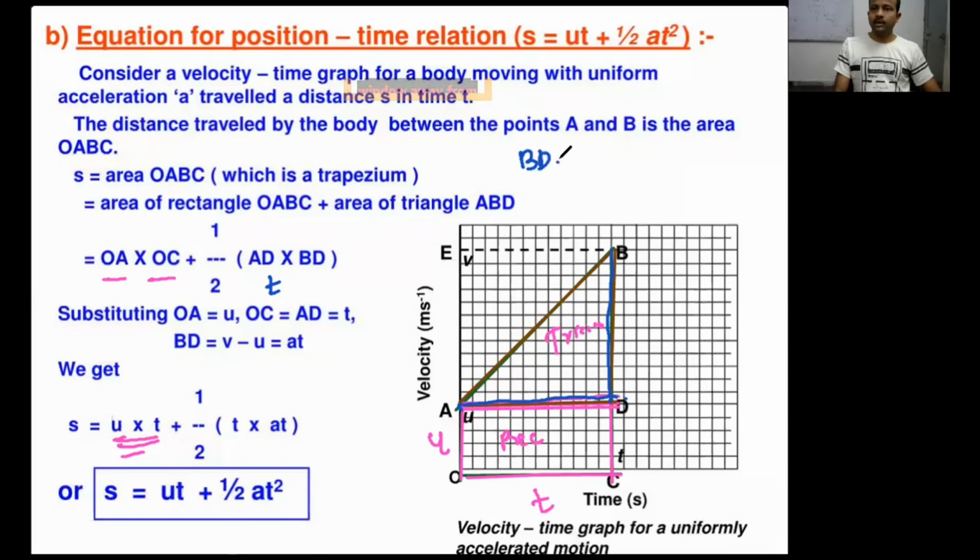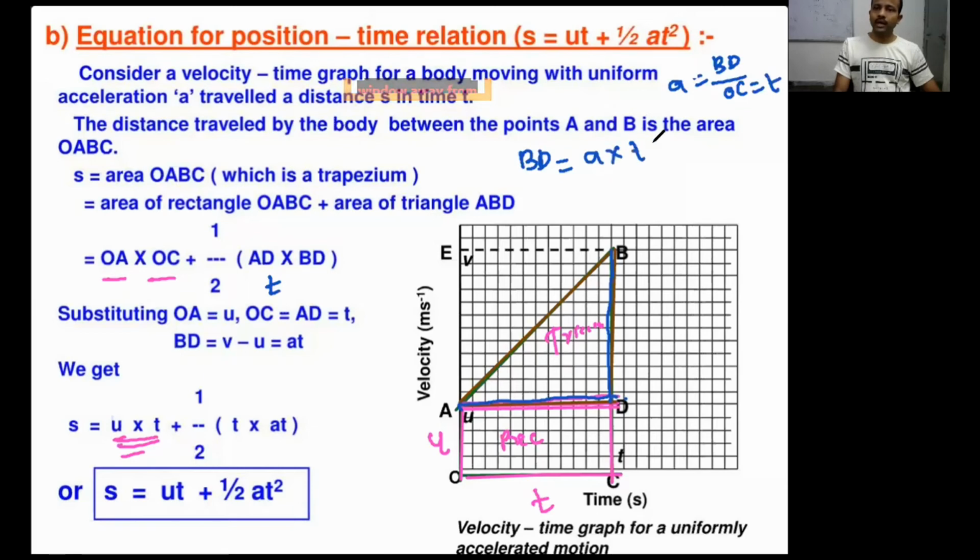Already initially we got BD equal to v minus u. Acceleration equal to (v minus u) by t. Acceleration equal to BD by OC, we got. So in the previous slide we got it like this, right? So BD equals what here? BD means v minus u. So you no need to take v minus u here; directly we can take BD equal to acceleration into OC, which will give you the time, right?